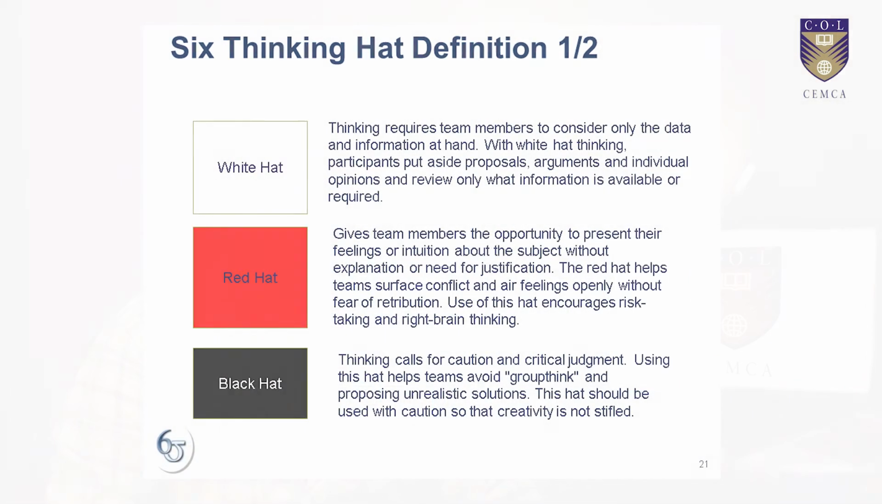The next type of thinking is the black hat, which means caution and critical judgment. Using this hat helps teams avoid groupthink and proposing unrealistic solutions. So now, you see the red hat talks about wild ideas and black hat talks about being cautious in nature. So you see how these 6 hats work in tandem with each other.